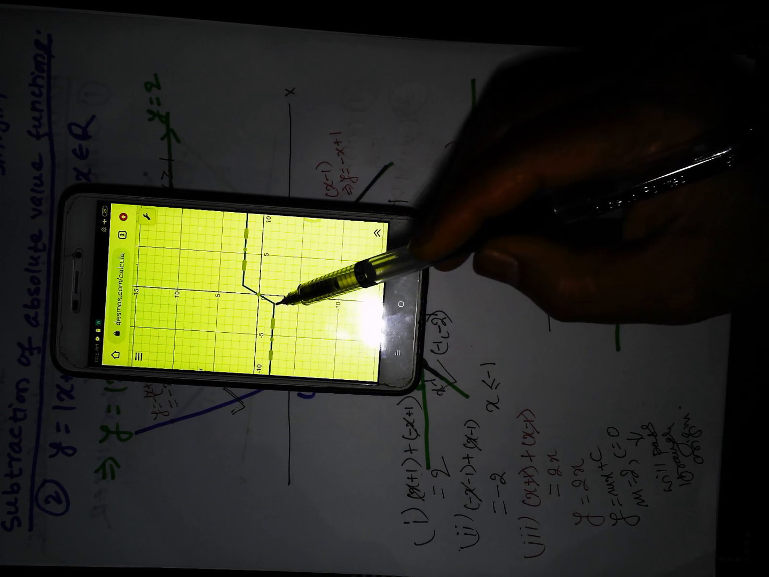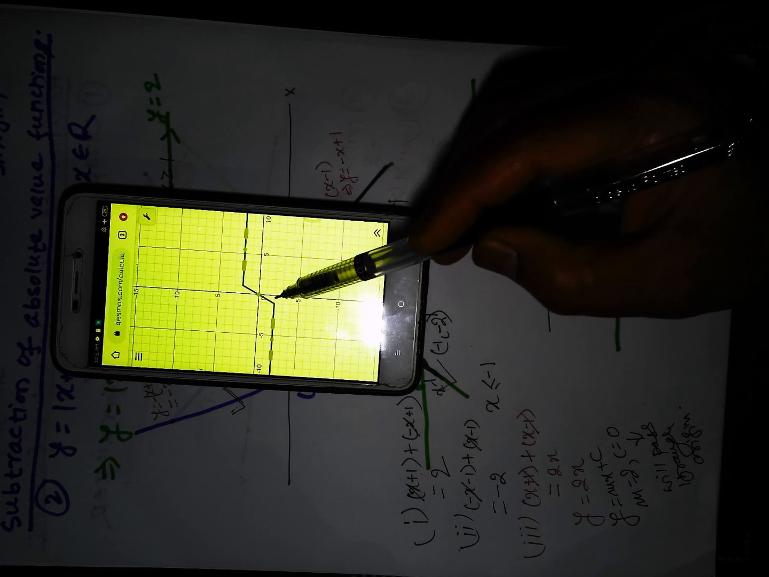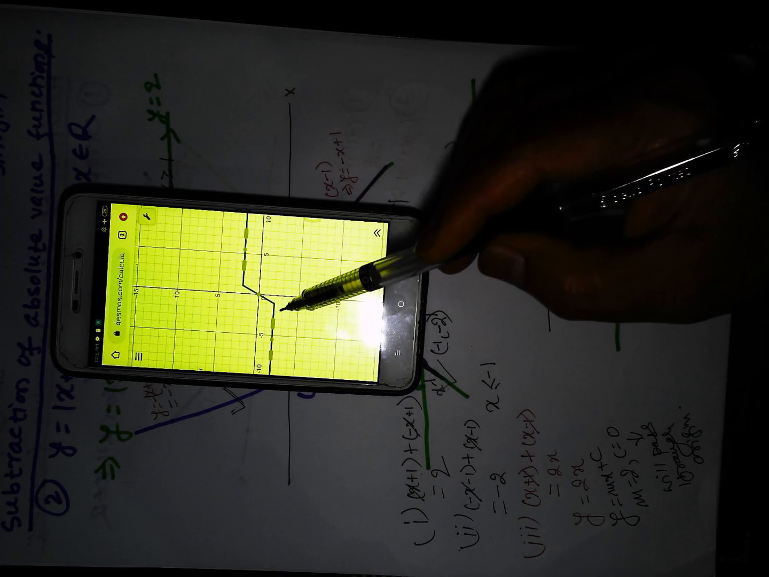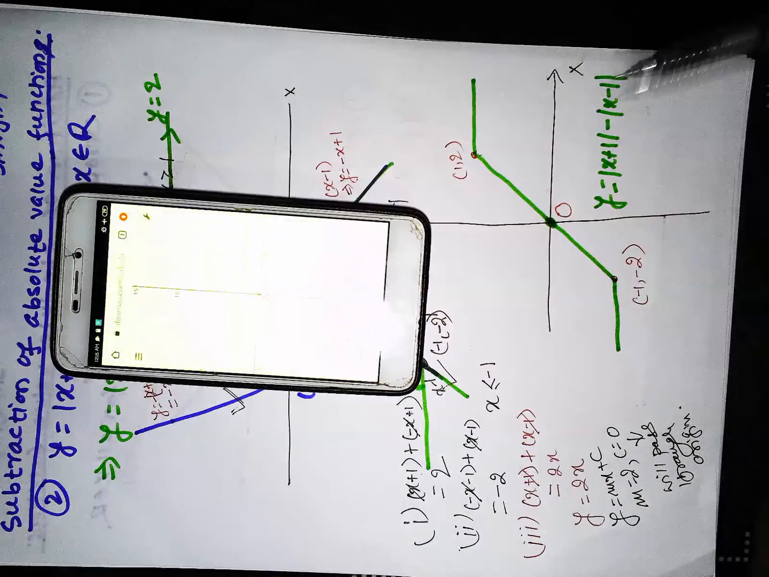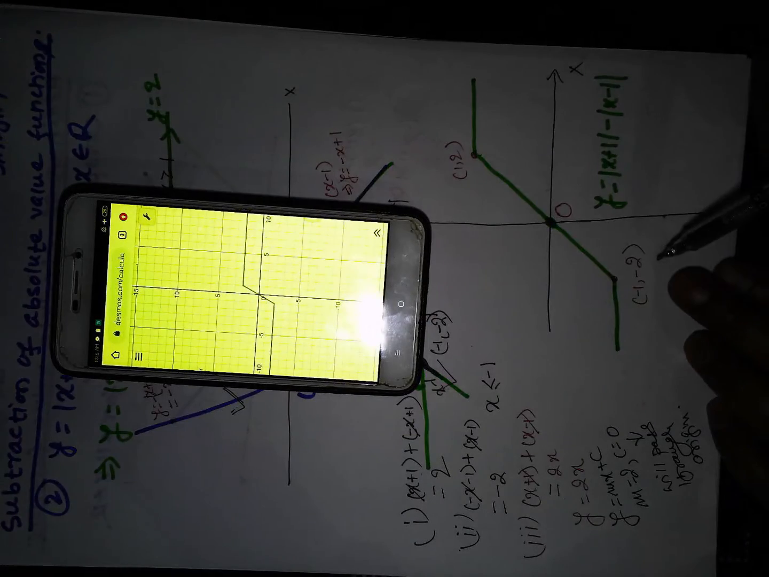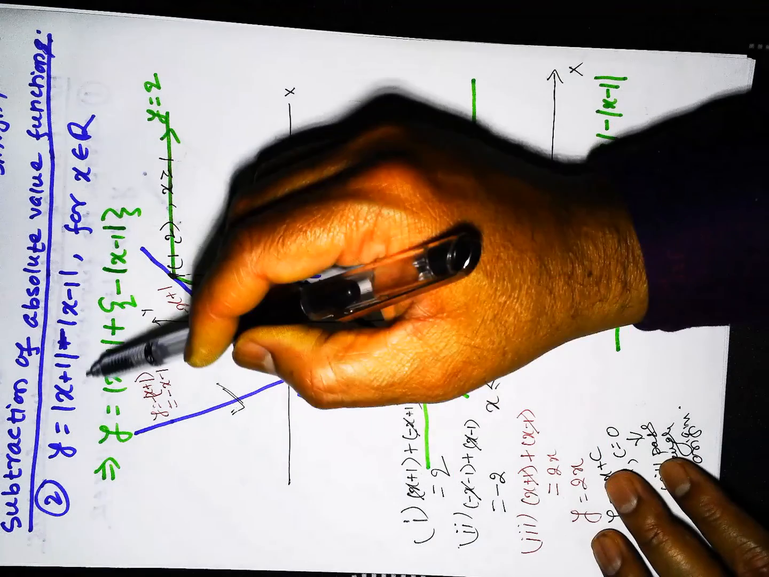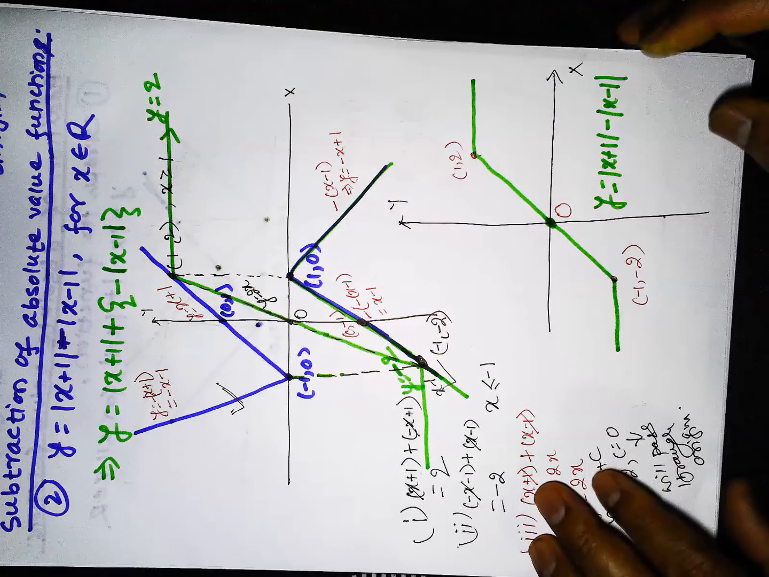Here if you go to this point, you can count 1 unit left and then 2 units down. That means both are negative values, so the x coordinate is minus 1 and the y coordinate is minus 2. So this explains how to subtract the graphs of absolute functions.